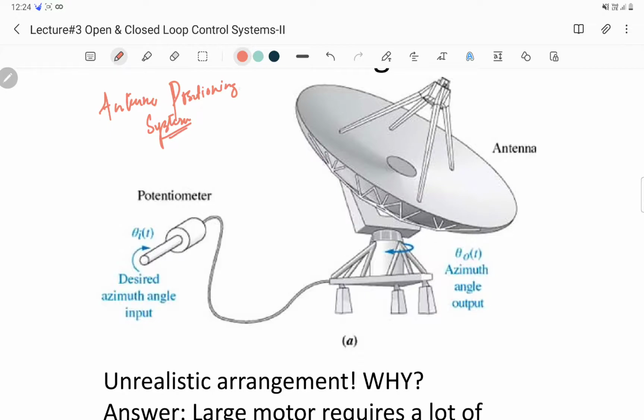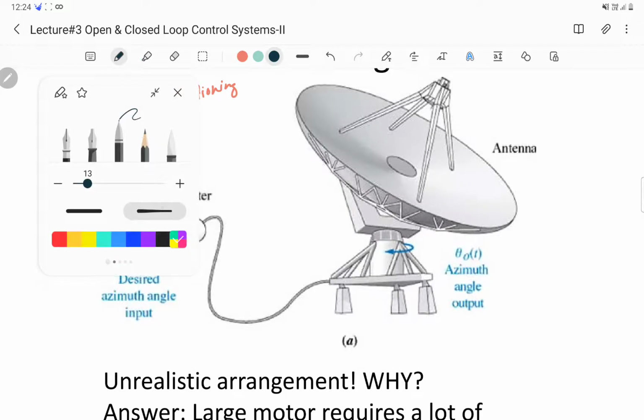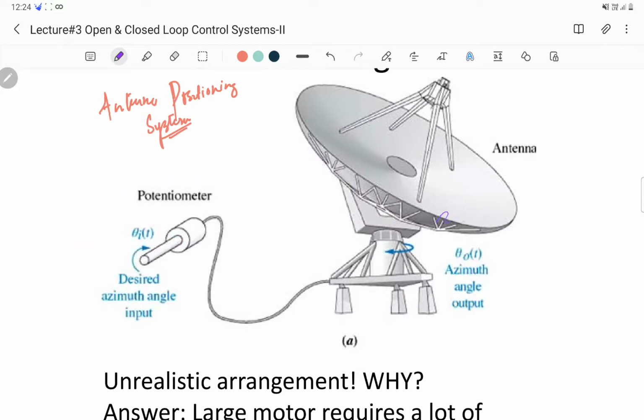So what we want is to rotate this antenna by some angle. Say for example, we have this antenna and we want to rotate it by some angle theta. What we do is rotate this shaft as shown here. First of all, let's see what it is.